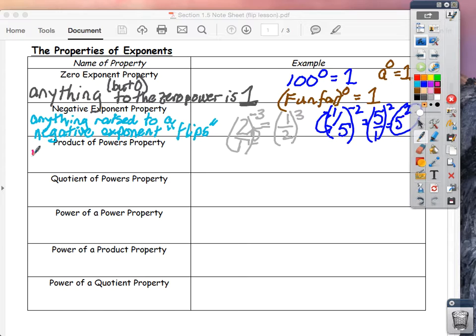All right, product of powers property. When you are multiplying same bases, add the exponents.